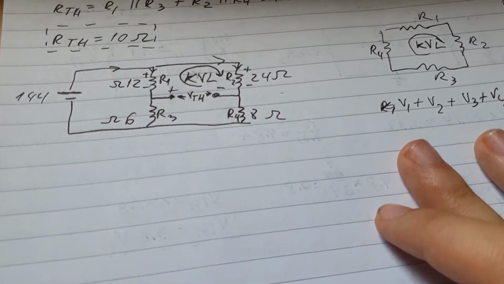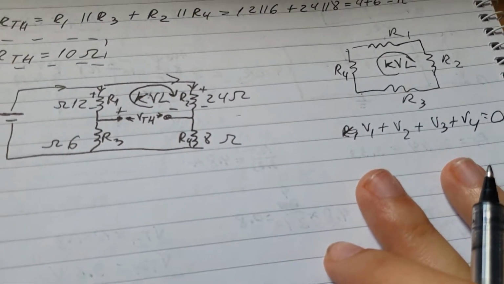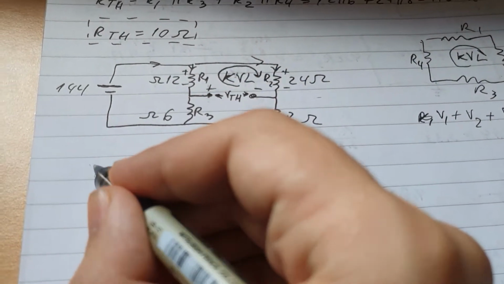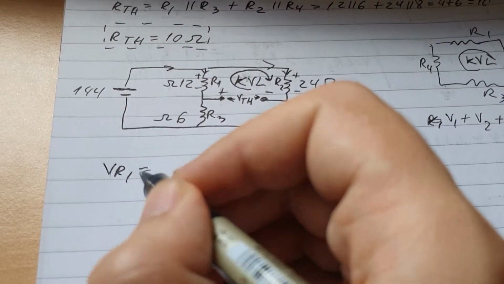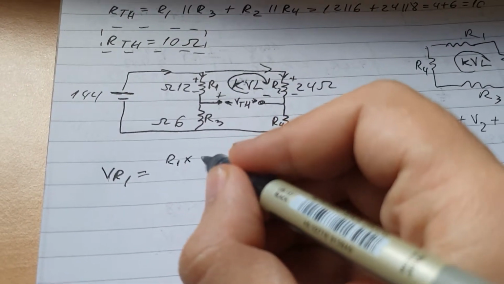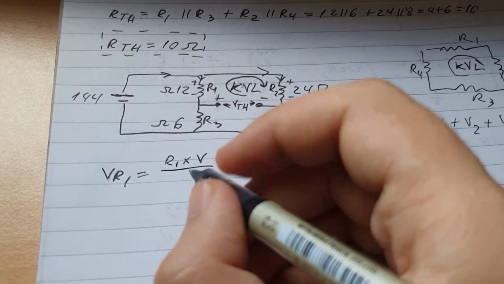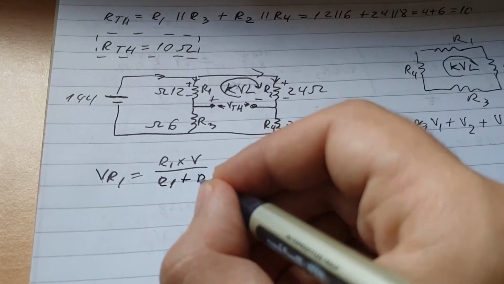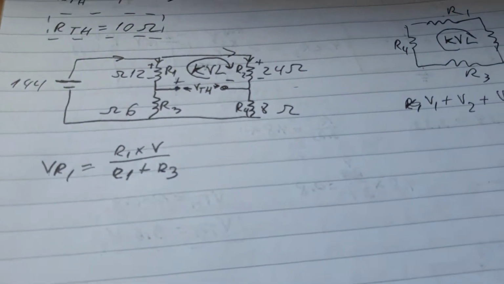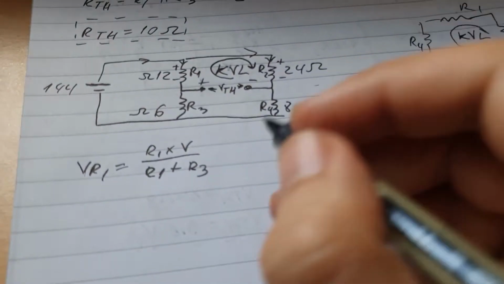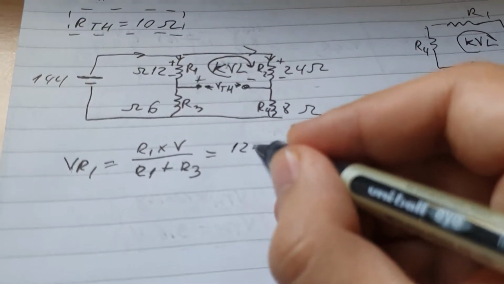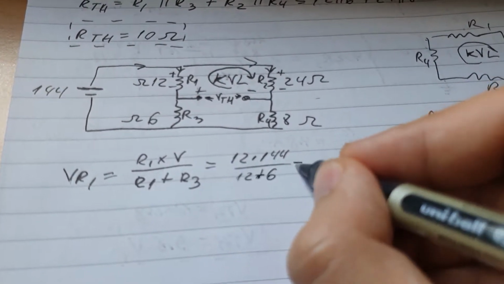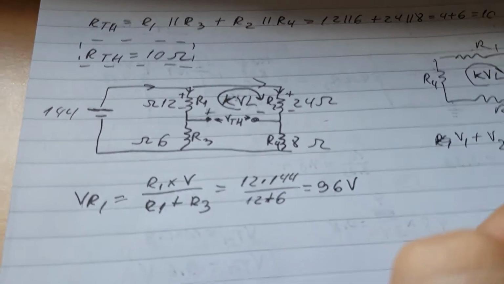So we are going to need to find the voltage inside them. So let's name this one. Yeah, let's find the voltage in R1. So VR1 is equal to R1 times V over, what is it, R1 plus R3 because they're in parallel. Okay, and then this will be equal to 12 times 144 over 12 plus 6. That gives me 96 volts.